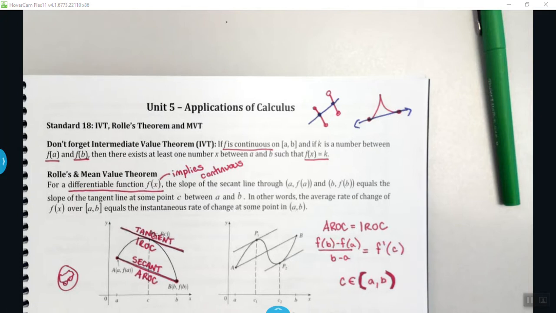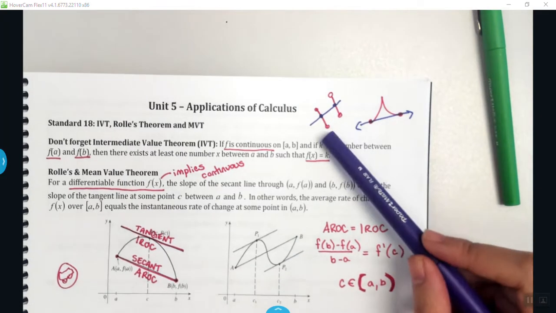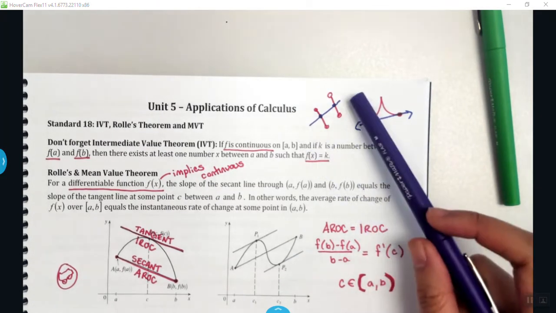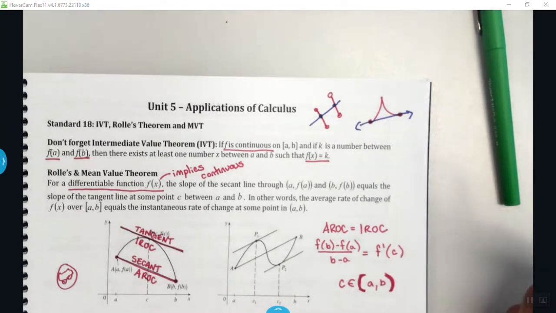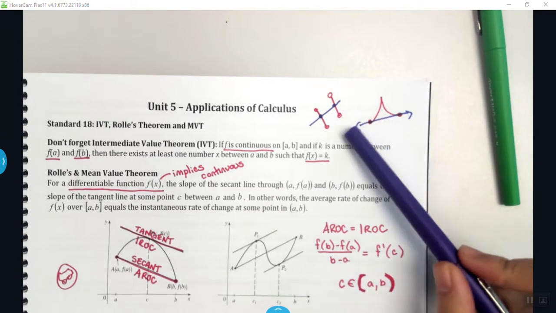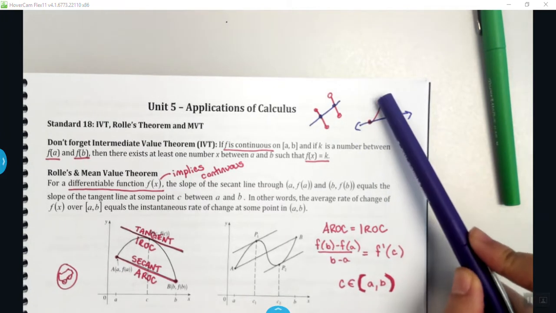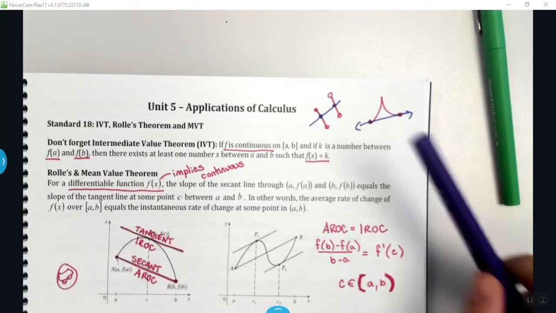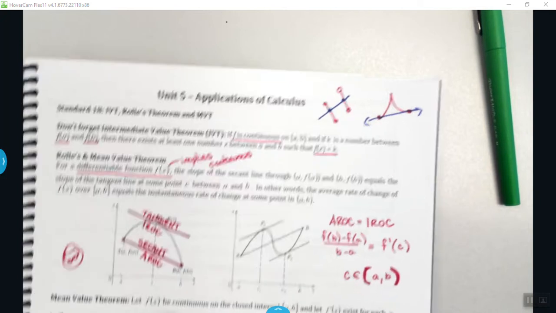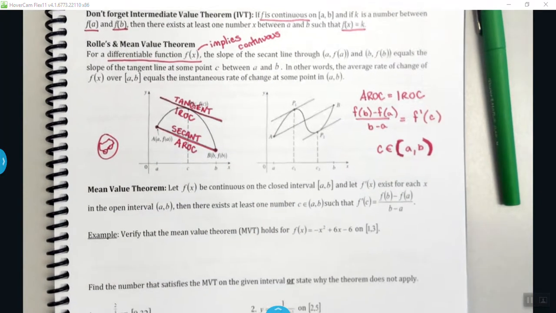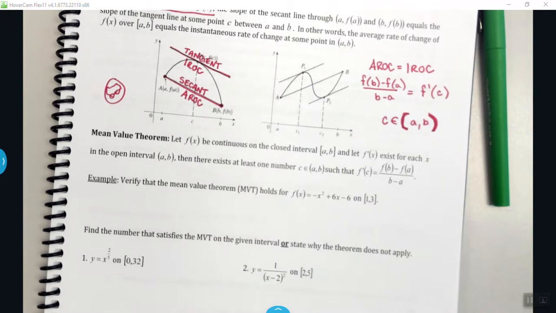Can you draw on this red graph a slope that's parallel to this purple one? Oh, I guess you can. That's the point. And you can't draw a parallel slope to this one either, and that's because it's not differentiable. But if it was differentiable and continuous, then you would be able to draw a point on your curve where they will be parallel. Sometimes you'll have 2 points, but it only guarantees that there's one.